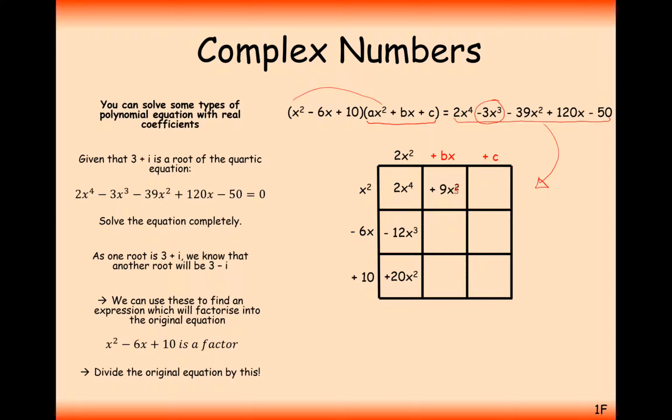Now what's next to appear is whatever we need to make this minus 3x cubed part. We've got minus 12x cubed to start with. We need to add on 9x cubed to make minus 3x cubed in total. So what needs to go on the outside here? It needs to be plus 9x to make 9x cubed. And what appears in the next boxes down here as we multiply, we get minus 54x squared and plus 90x.